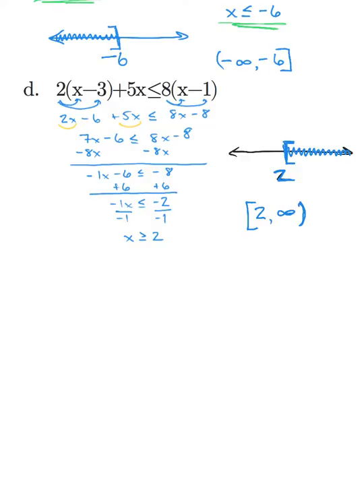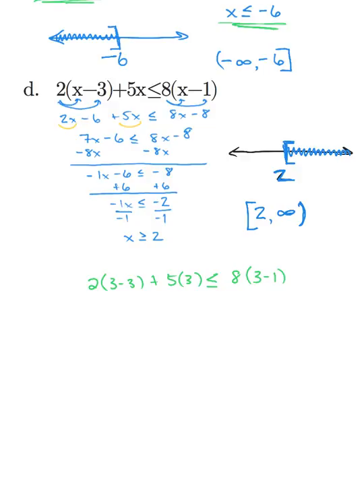So now let's check this. Pick a number larger than 2. I'm going to go with 3. If we plug in 3, we get 2 times 3 minus 3 plus 5 times 3. And I want to know, is this less than or equal to 8 times 3 minus 1?